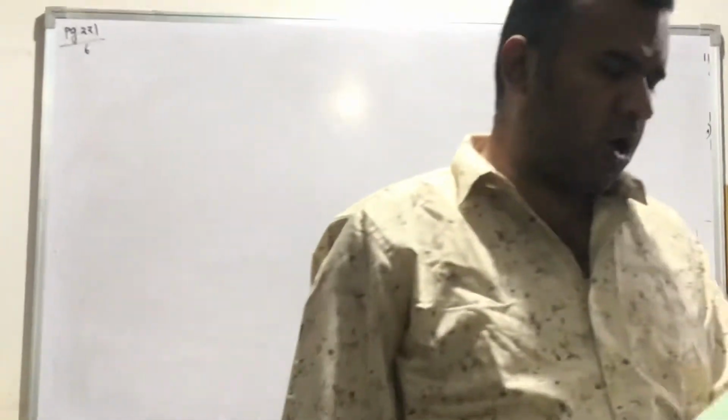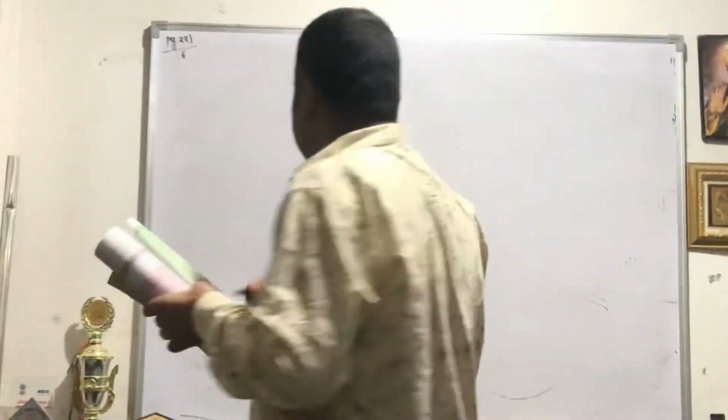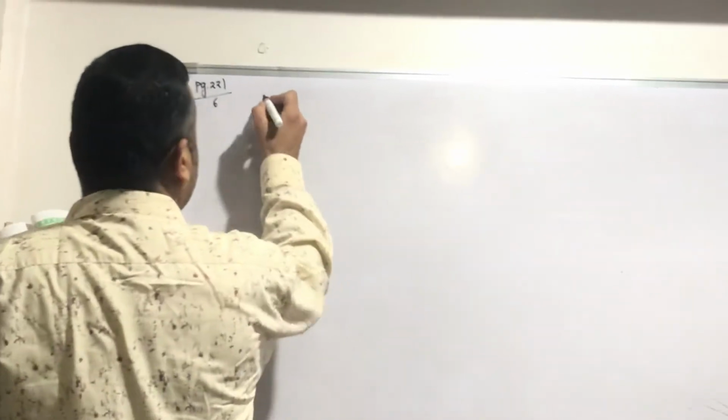A copper wire has diameter 0.5 millimeter and resistivity 1.6 into 10 to the power minus 8 ohm meter. What will be the length of this wire to make its resistance 10 ohm? How much does the resistance change if the diameter is doubled? Right? First of all, we will write down all the data associated with it.